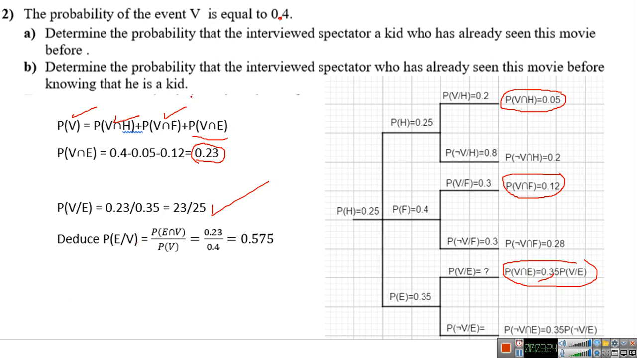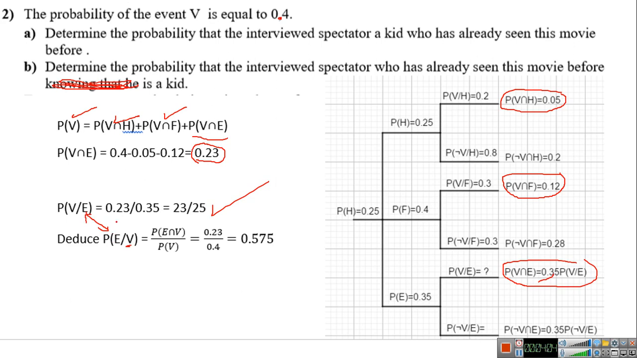Now they said deduce the probability that the interviewed spectator who had already seen this movie before is a kid, knowing he saw the film. I cannot put two knowns. Is a kid, this is wrong here. So I want the probability that he is a kid, knowing that he saw. So as you can see, this is the vice versa. You did a big mistake here in your Monday's assessment.